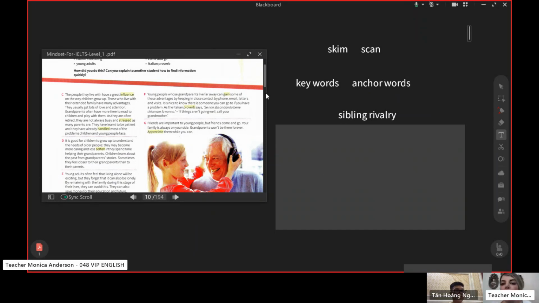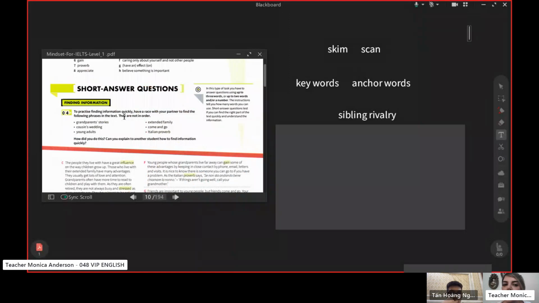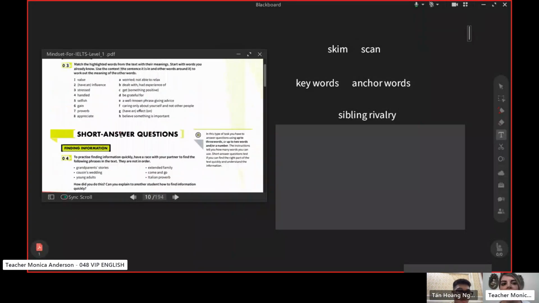First of all, you need to underline keywords and circle anchor words. Why do I underline and circle? Because I want to recognize these two. This is a keyword, this is an anchor, so underline and circle. Then, of course, you have the instruction. You need to read the instruction, then the questions.